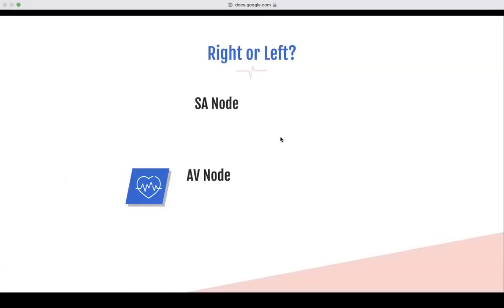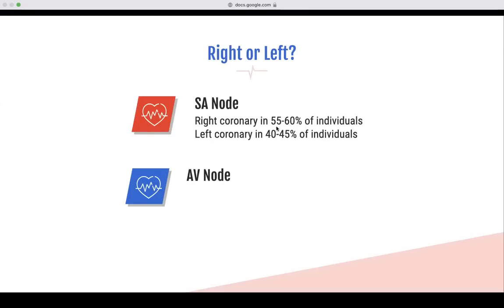Okay, in terms of blood supply for the SA node and the AV node, what artery are they most commonly supplied by? Right coronary. Exactly, right coronary. For the SA node, I have the percentages here. The right coronary supplies the SA node in 55 to 60% of individuals. Left coronary, 40 to 45%. The AV node always follows the dominance of the heart.